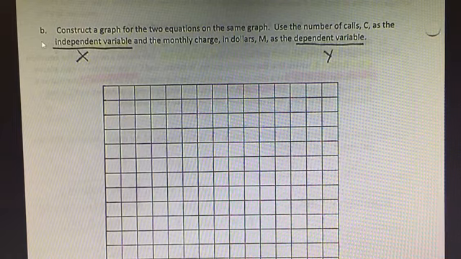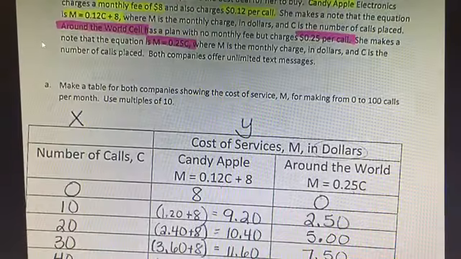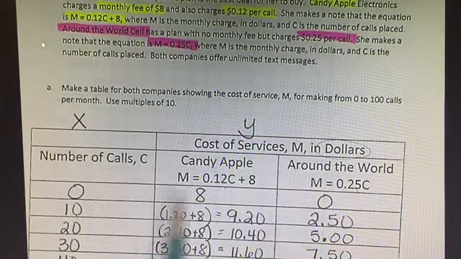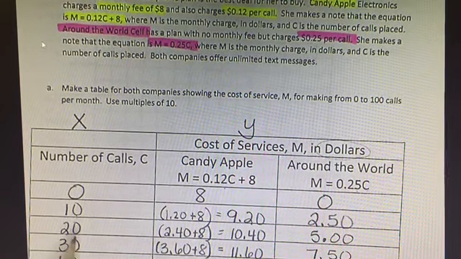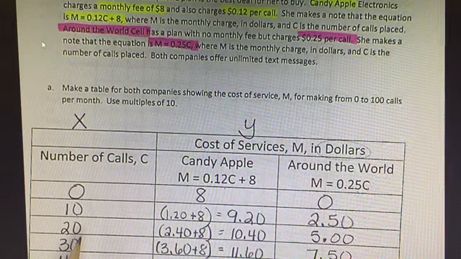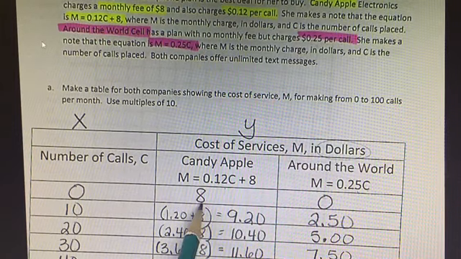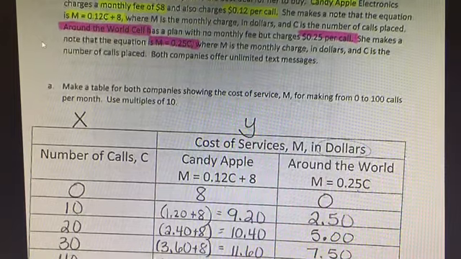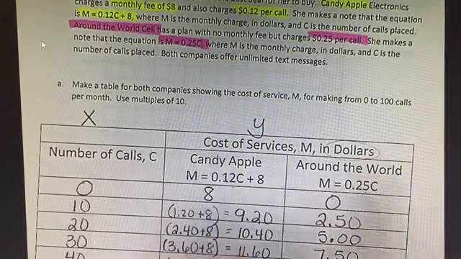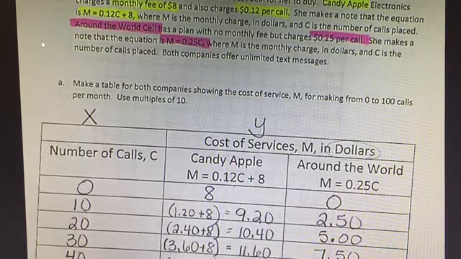Okay, and all that is, in case you guys forget, is this money depends on how many calls were made. So we don't get $8 or $9.20 if we don't know how many calls were made. Okay, so these numbers are dependent on the amount of calls that happen to be made.